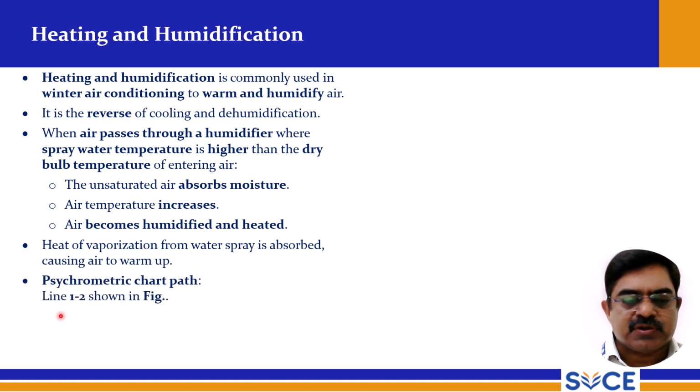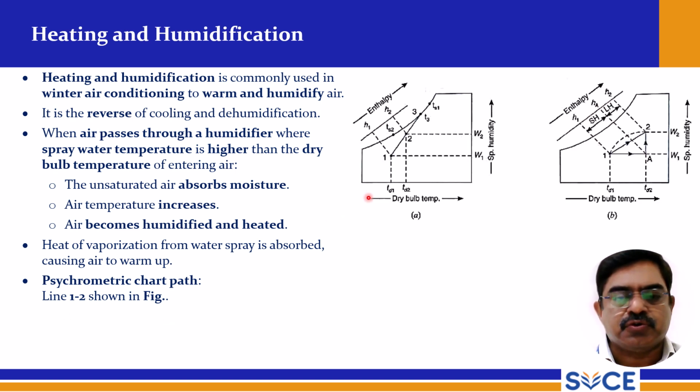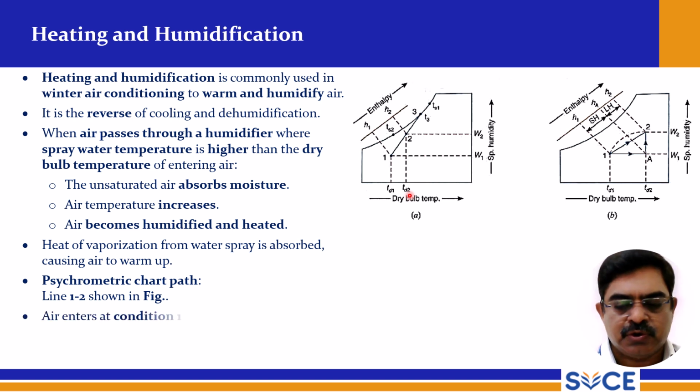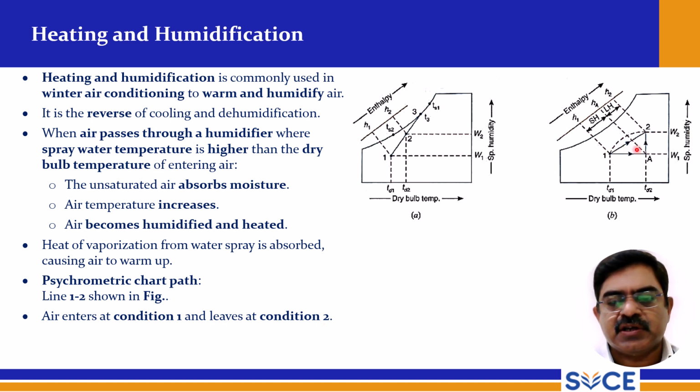Psychrometric chart path, that is line 1 to 2 shown in the figure. This is the psychrometric chart, and this is the humidification: vaporization of water spray is absorbed, causing air to warm up, and the process is happening here from 1 to 2, that is TA1 to TA2. So air enters at condition 1 and leaves at condition 2. Here we can see clearly, this is 1 to 2.